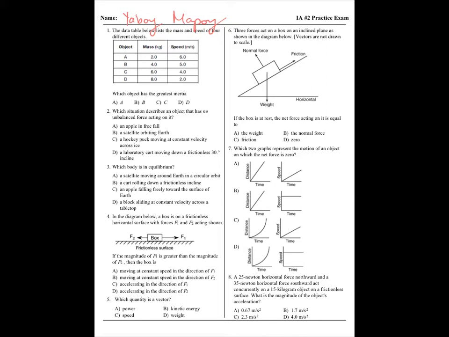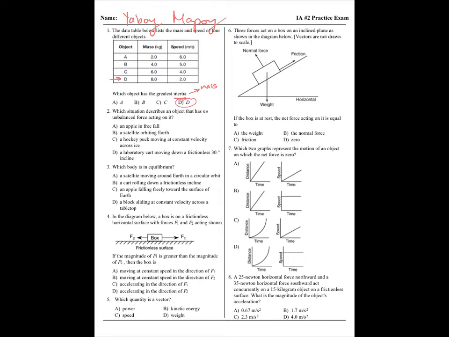Let's start with number 1, where we're given a data table of 4 different objects with 4 different masses and speeds. So we're looking for the object with the greatest inertia. So what we're looking for is just the mass. Mass only affects inertia, nothing else. So we're looking for the one with the greatest mass, and that's right here, object D.